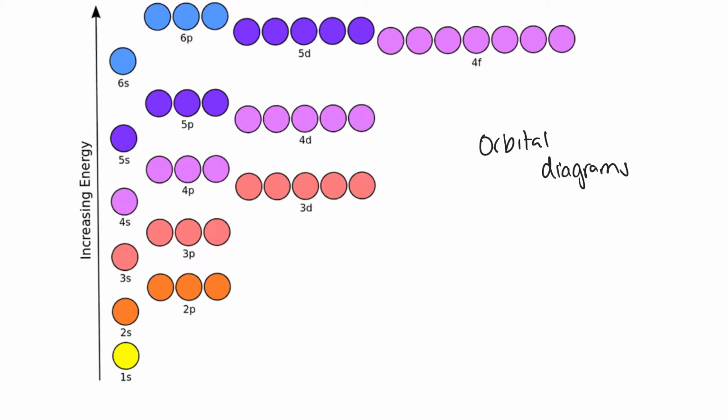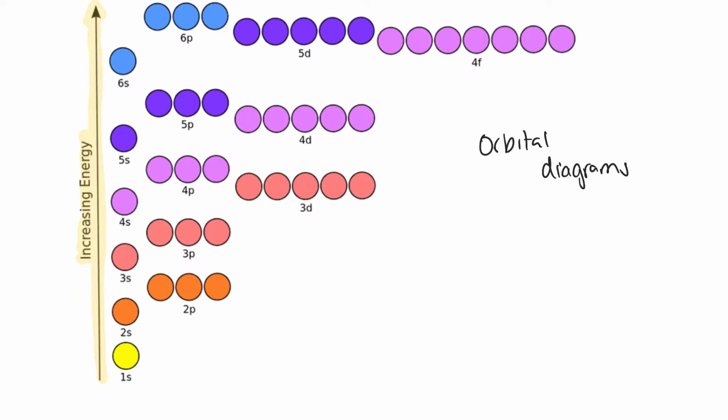Just to highlight a couple of things that this orbital diagram is showing. To the very left here, we can see that this orbital diagram is increasing in energy as you're moving up. As you're moving up, the amount of energy that the electrons are using in any particular shell or subshell is increasing. So what does that mean here?